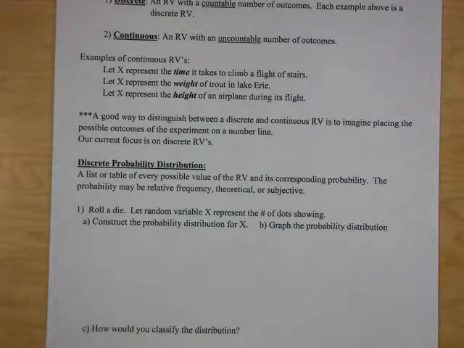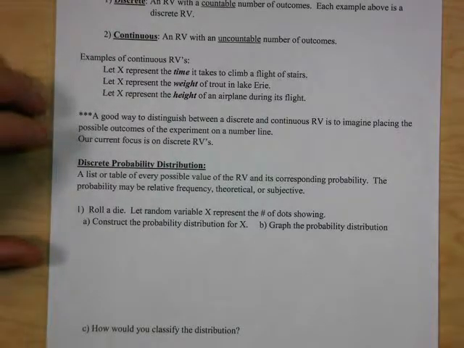So a very basic example is if you roll a fair six-sided die, let random variable x represent the number of dots showing. In part A, we want to construct a probability distribution for x. So a probability distribution for the number of dots showing, and then we're going to graph that distribution. Okay, it's a very, very simple thing to do.